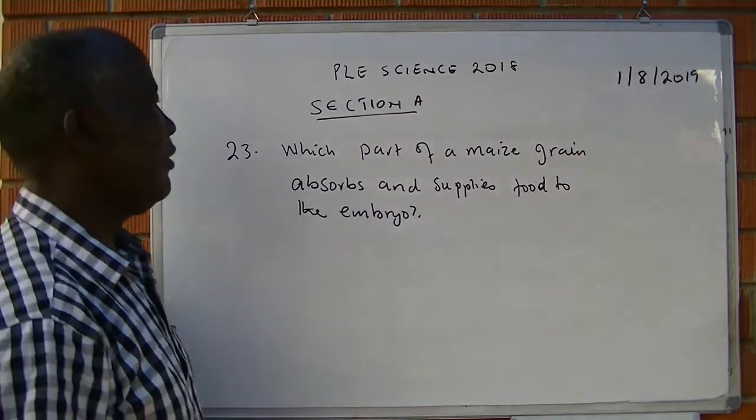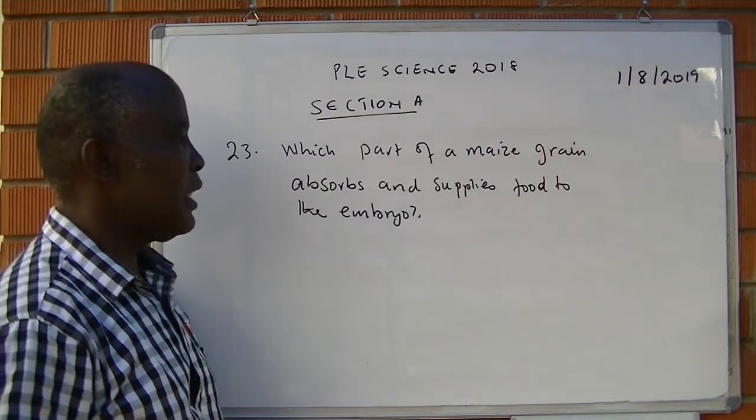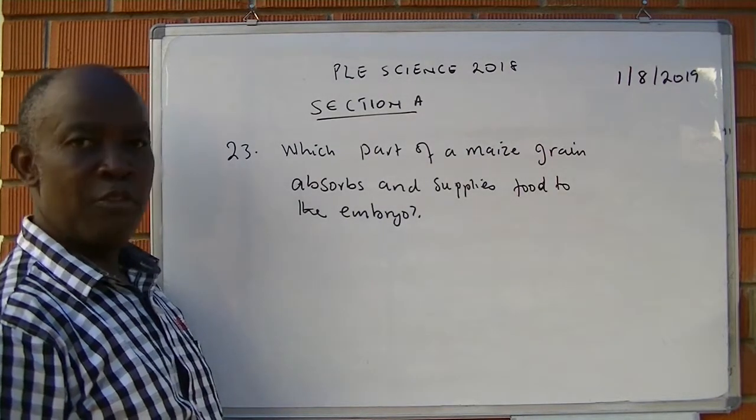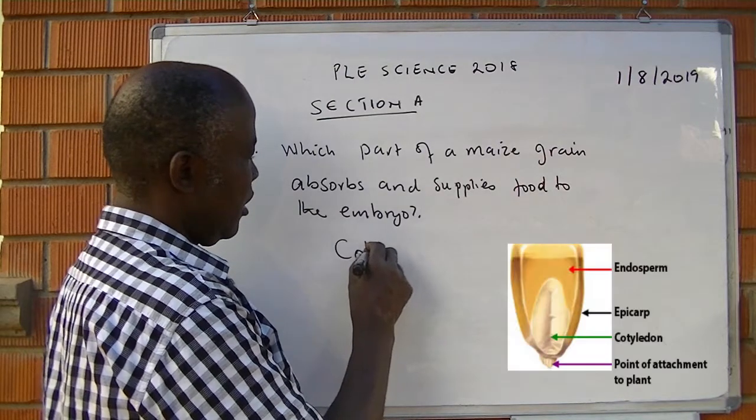Number 23, which part of a maize grain absorbs and supplies food to the embryo? That is cotyledon.